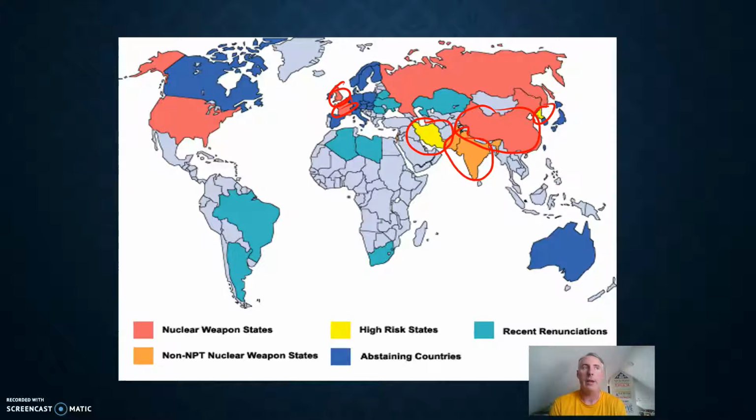Those are countries that, for the United States and for a lot of countries in the world, can make you very, very nervous. Right? At high risk, you see even in the news today about talks between the U.S. and North Korea over nuclear weapons.